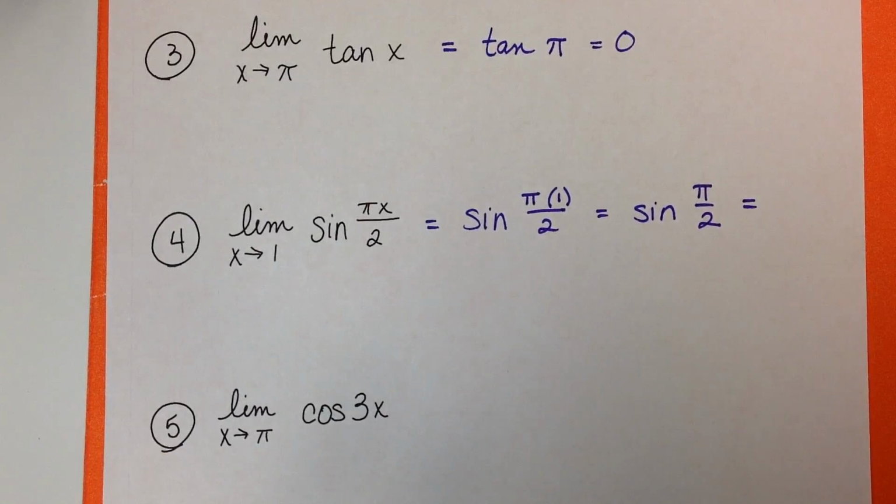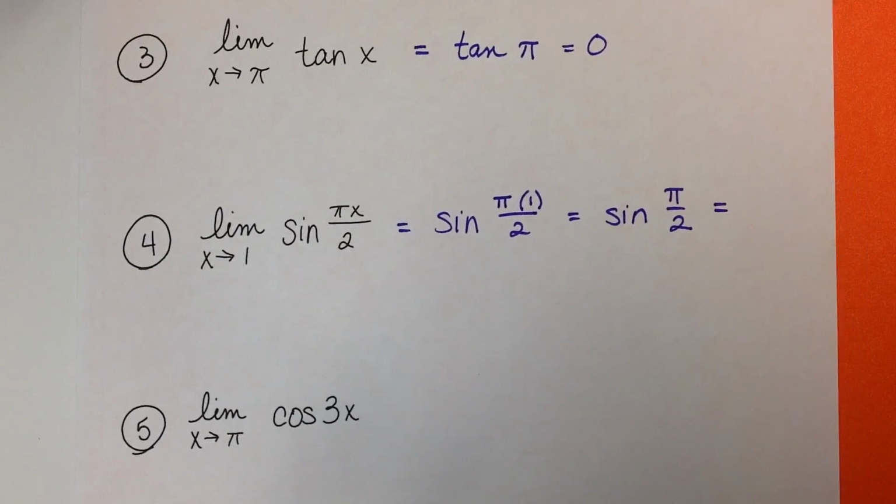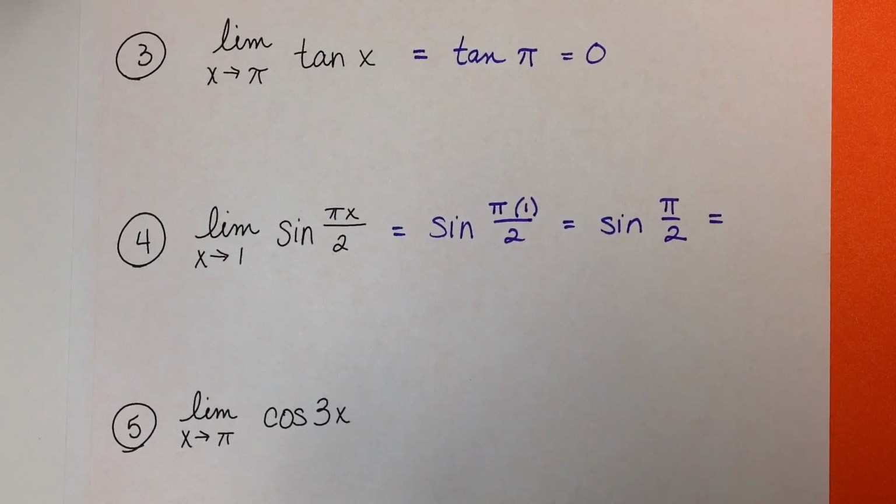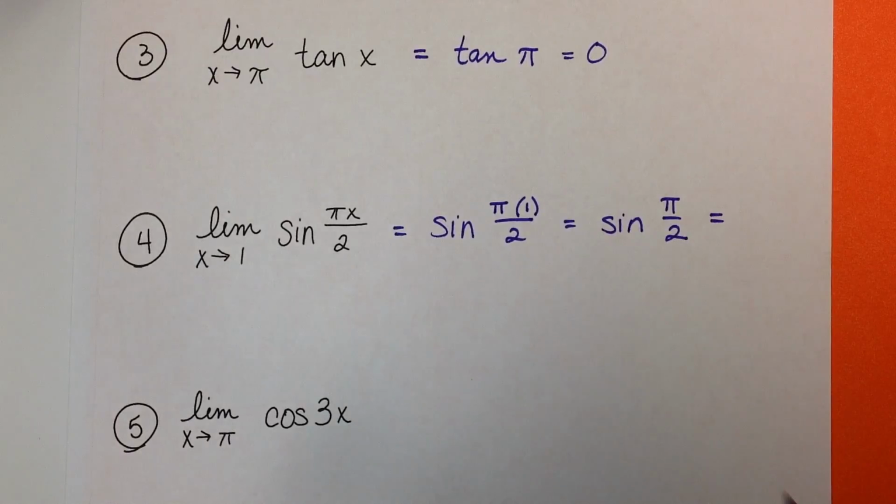Again, you could put it in your calculator. This may be one of the values that you would have memorized. So if you remember that, sine of 90 degrees or sine of pi over 2 is actually positive 1.